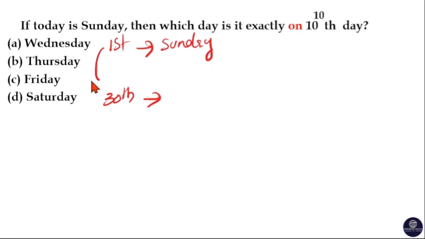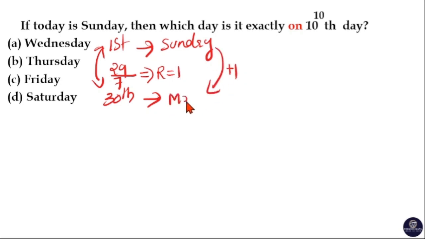To find this, take the difference between 30 and 1, because first day we already know it is Sunday. Then the remaining days are 30 minus 1, 29 days. That is, apart from this first day Sunday, there are 29 remaining days. So, find the odd days in the remaining days. 29 by 7 will give you remainder 1. 7 goes 4 times in 28, so remaining is 1. Remainder 1 means there is 1 odd day. So, Sunday plus 1 will give you Monday as 30th day.